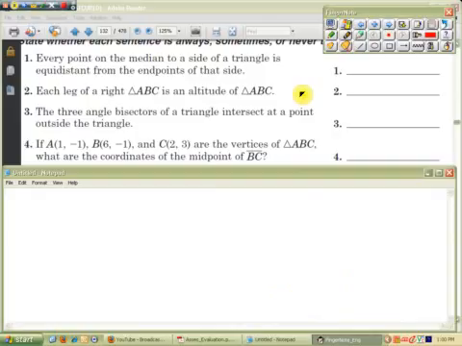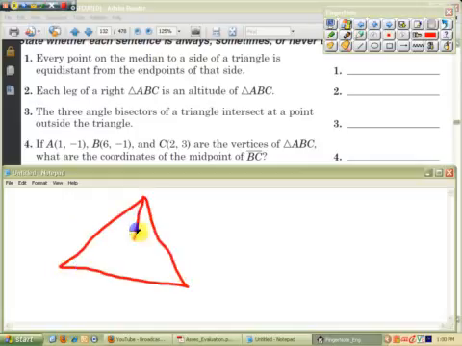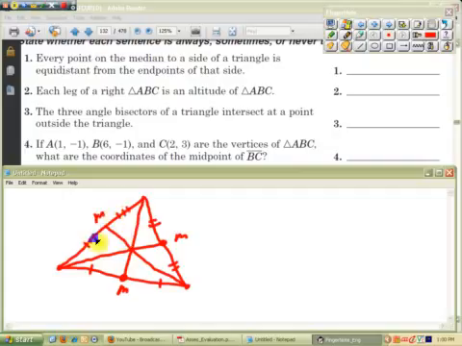So for number one, every point on the median to a side of a triangle is equidistant from the endpoints of that side. I do not like this question the way it's phrased, but if you said always, it's because you read it a little wrong. Here's the thing. From this point, which is the midpoint, to the vertices of the triangle, this is always equal. And if you drew a midpoint here, then from here to here it's also equal. And if you drew a third midpoint, then from here to here it's always equal.